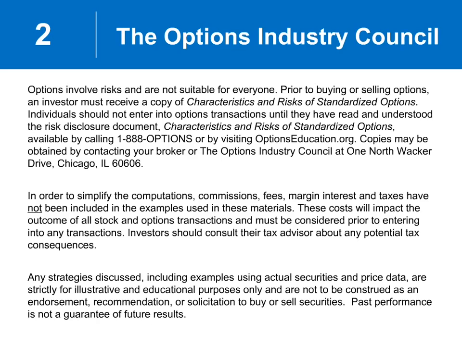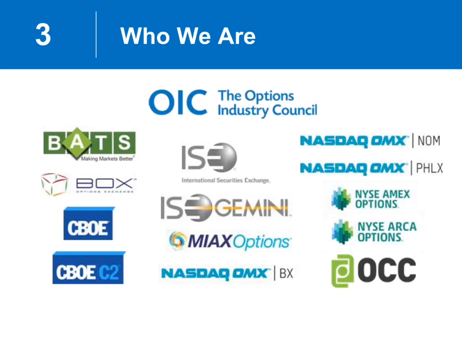As always, we start off by talking about the options disclosure document, characteristics and risks of standardized options. If you're in the options space, you know about that book, and it offers really some great information about the options product, so you can either get that from the OCC or from your broker, but be sure to get a copy of that.